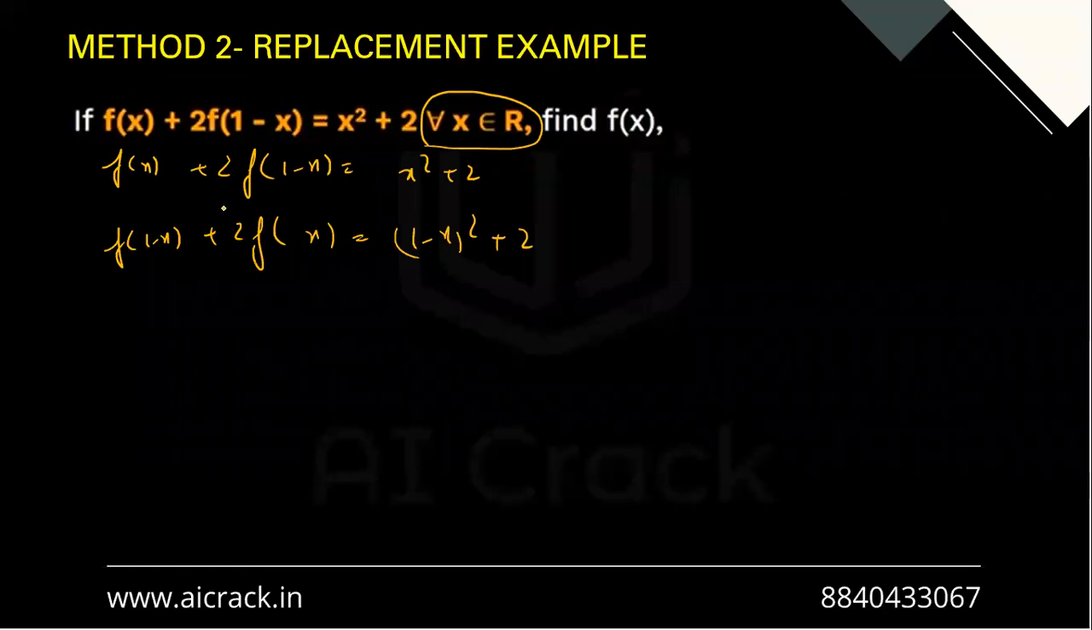Now, how did I get the idea to do this? Because I saw that if I plug in 1 minus x over here, the terms get replaced and I get two equations. And when I have two equations and two variables, I can solve them for the value of f. Now, this is simply two equations and two variables in f(x) and f(1 minus x). You can clearly solve this for the f(x) value and you can get the f(x) value, right?